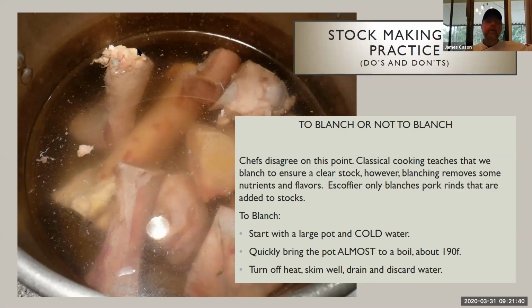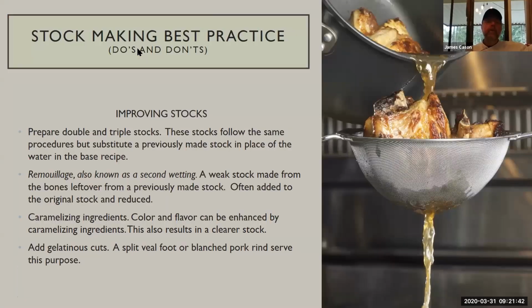Okay, so improving stocks: double or triple stocks. These stocks follow the same procedures, but substitute a previously made stock instead of water. So if you want a double strength chicken stock, you'll make your chicken stock with 2 chicken carcasses, strain it, cool it, and then the next day you get 2 new chicken carcasses and you start a new stock. But instead of putting water in there, you put your cold stock from the day before. And that is what's called a double stock.